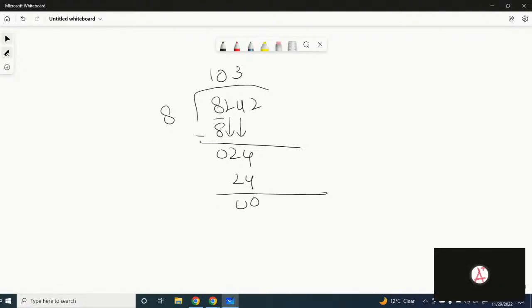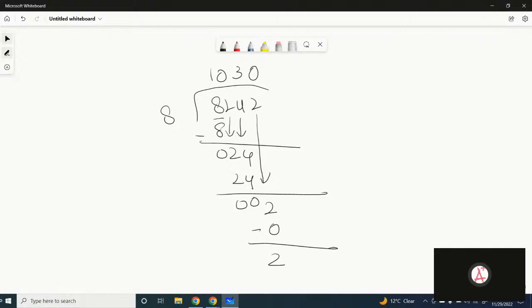Got it? It would make 0. Now bring the 2 down. Can we divide 2 by 8? No, because 2 is smaller than 8, and we don't have any other digit. So we can go for 8 times 0. 8 times 0 is 0. The remainder is 2. Got it?